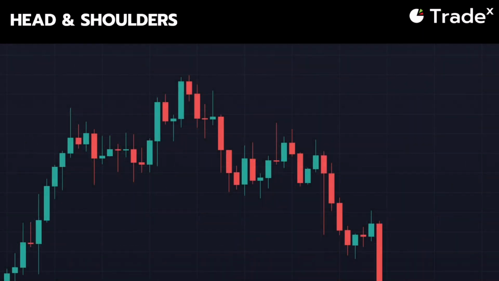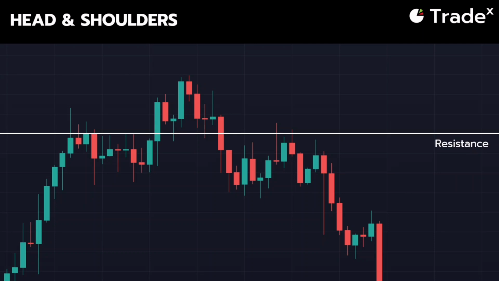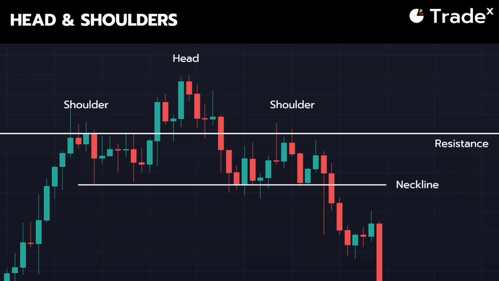Here, the price first rises and hits a resistance level before pulling back. It then climbs again, surpassing the previous high, which initiates the formation of the head and shoulders pattern. The pattern completes with another rise, forming the right shoulder. The neckline is drawn by connecting the lows between the shoulders and the head. Once the price breaks below this neckline, it indicates a potential opportunity to enter a short position.